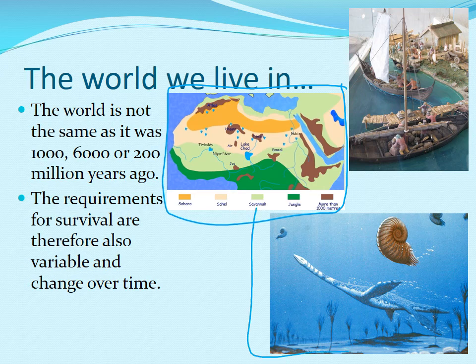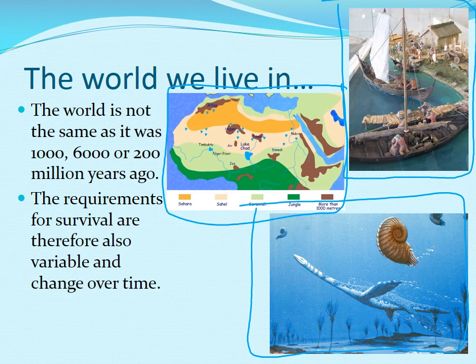We know that at one point the entire world was dominated by aquatic life and there wasn't much on land. We know that as a human, living 1,000 years ago was a little more difficult than living today. Or even 6,000 years ago, things were quite a bit harsher and not as easy. So things change, and that means that the requirements for survival also change as our environment changes. And because of that, there's a huge variation in organisms in their ability to survive.